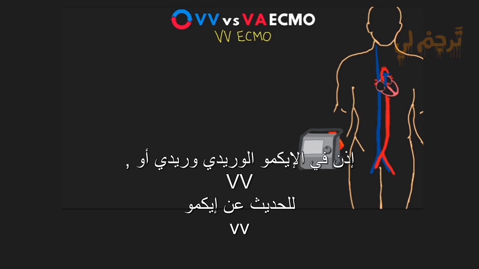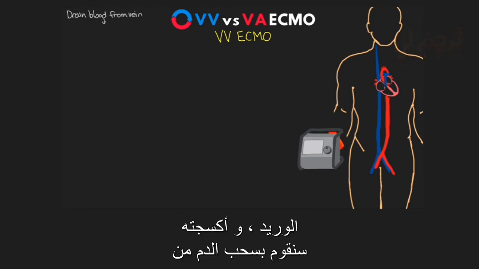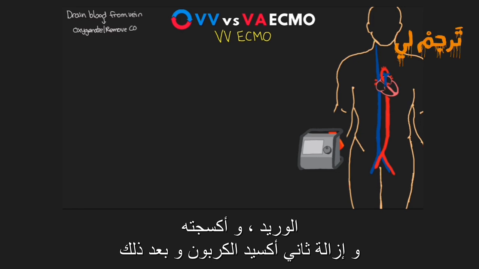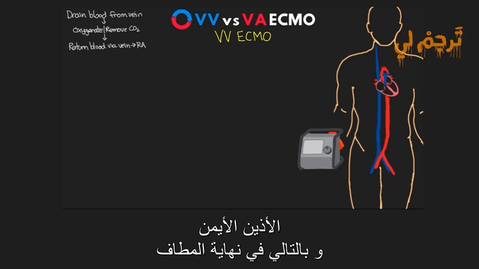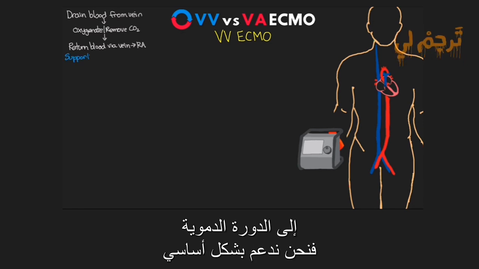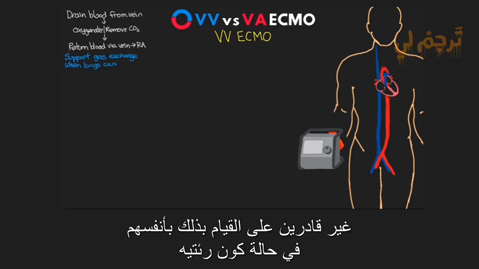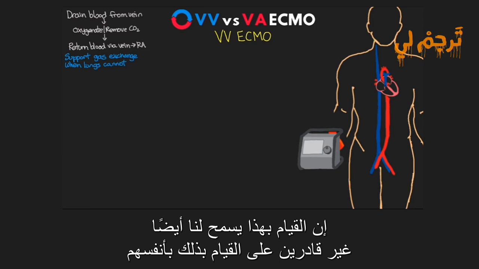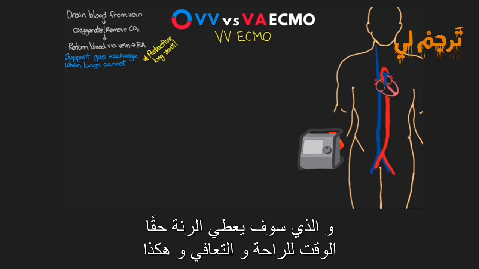So in veno-venous or VV ECMO, we're going to be draining blood from a vein, oxygenating it and removing carbon dioxide, and then returning the blood back via a vein to the right atrium. Now, since we're returning this blood as it enters the right atrium, and thus really ultimately before it goes on through the pulmonary circulation, we're essentially supporting the patient's gas exchange in the case where their lungs are just not able to do this themselves. Now, by doing this, this also allows us to provide protective lung ventilation, which is really going to give the lung time to rest and recover.